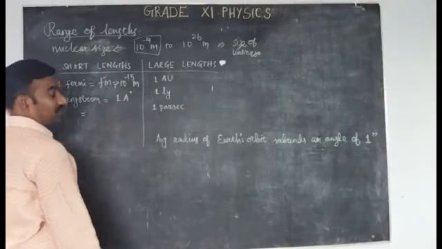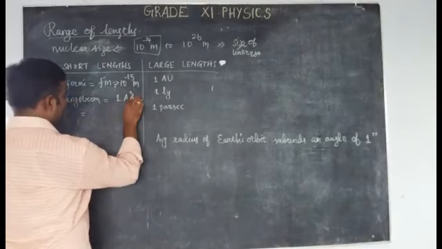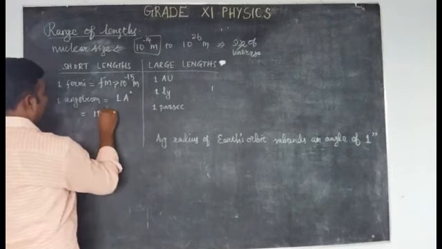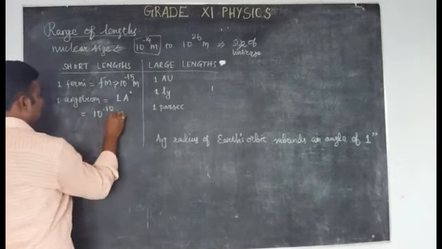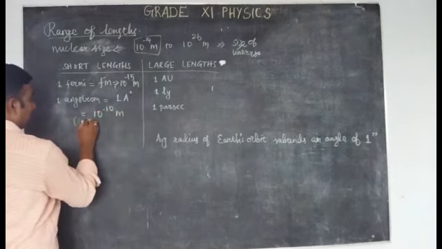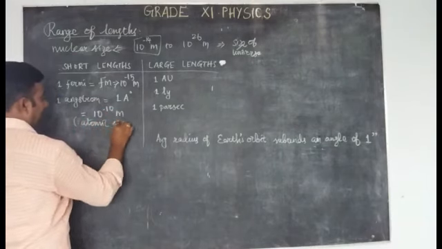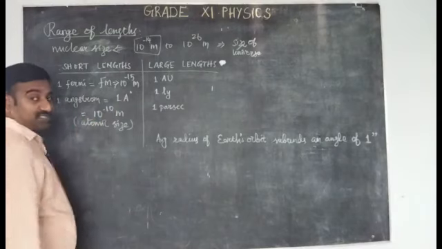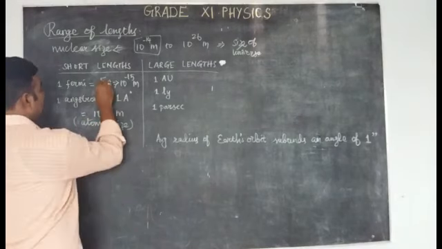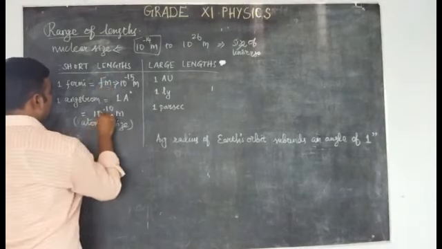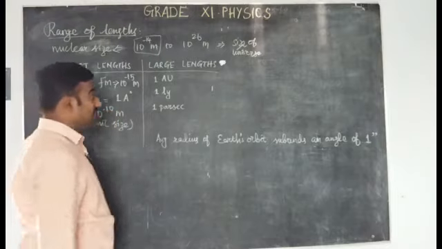1 angstrom is 10 to the power minus 10 meter. This is the size of an atom, the atomic size. And this is the nuclear size, 10 to the power minus 15 meter. Fermi is for a nucleus and angstrom is for an atom.